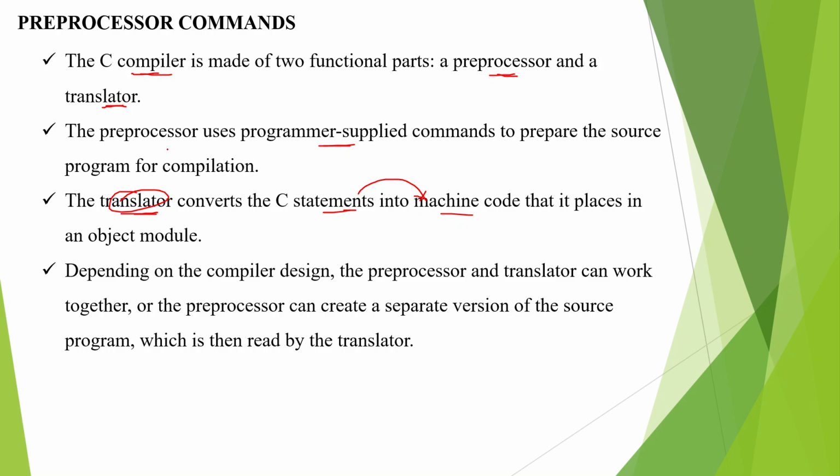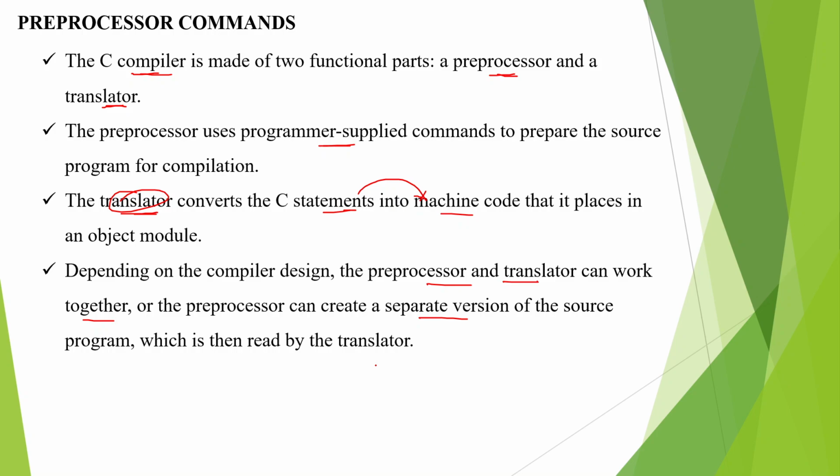These two stages which we are talking about here, the pre-processing and the translation, in some compilers will go like a collective work, like a single work, but in some compilers it will go like a separate work. Depending upon the type and the version of the compiler which you are using, the preprocessor and the translator can work together, or the preprocessor can create a separate version and the translator then uses it.